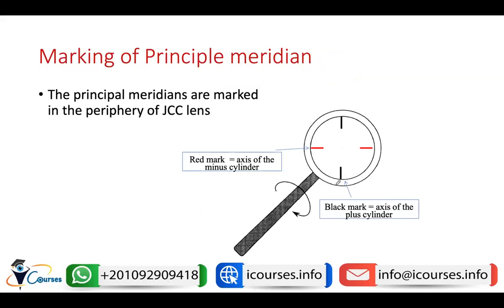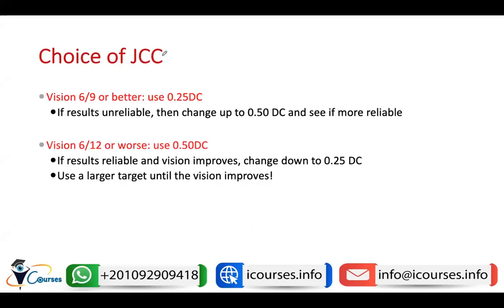The minus cylinder and the plus cylinder are mounted in the cross cylinder with a handle in between, midway between both of them, and we choose the cross cylinder according to the vision. So if we have a vision of 6/9 or better, we use the 0.25 cylinder. If the vision is 6/12, then we use the Jacksonian cross cylinder, which has a 0.5 diopter cylinder.